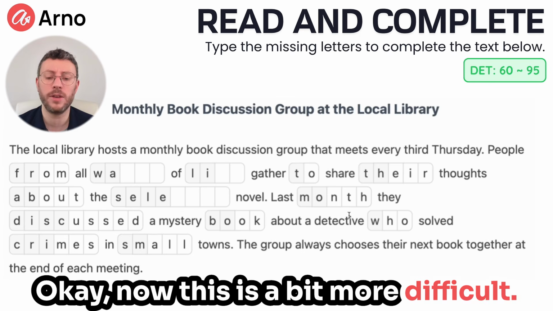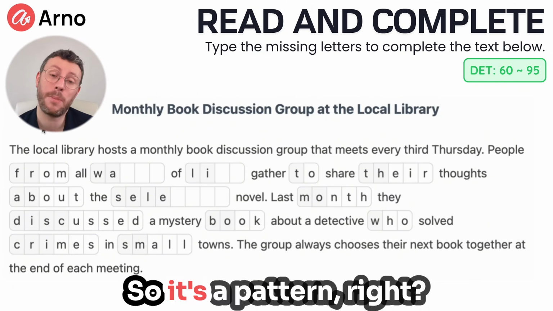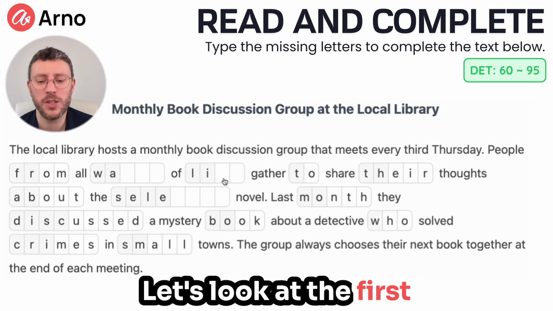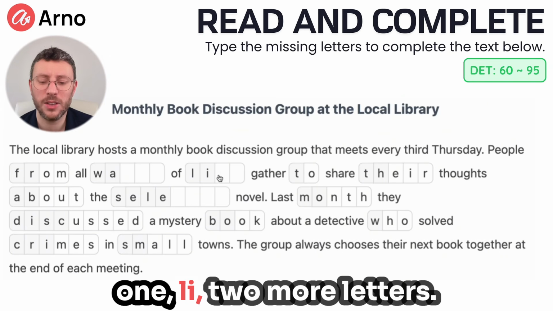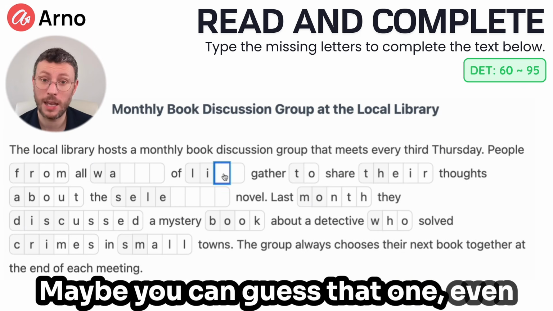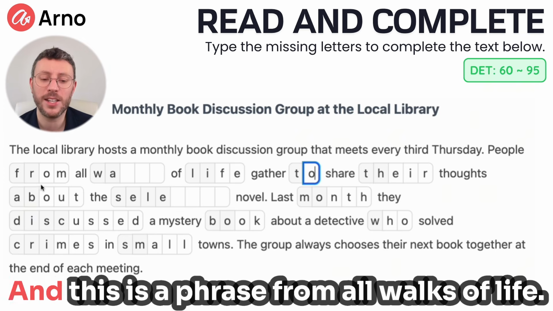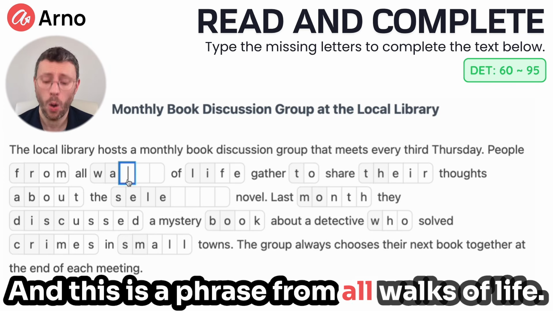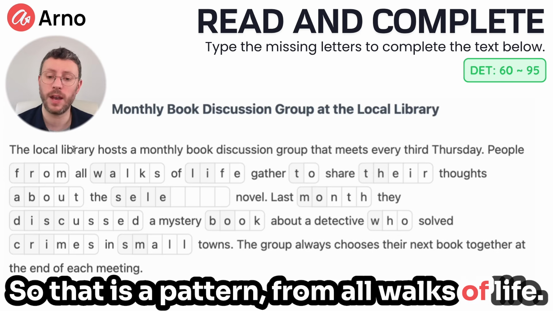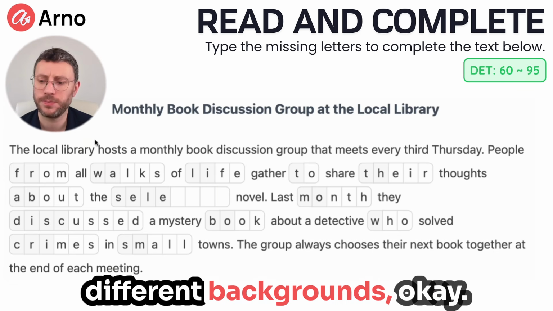Okay, now this is a bit more difficult. So the top one is a set phrase. So it's a pattern, right? And this is difficult. Let's look at the first one. L-I, 2 more letters. Maybe you can guess that one, even if you don't know the phrase, life. And this is a phrase from all walks of life. So that is a pattern. From all walks of life. That means people from different backgrounds.